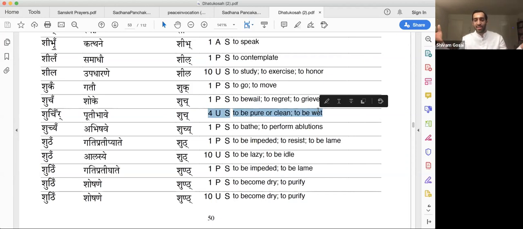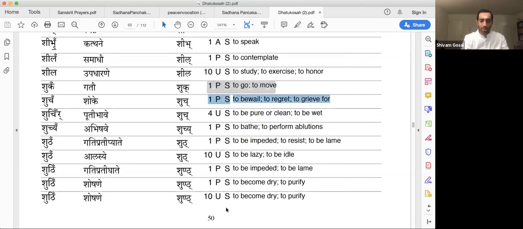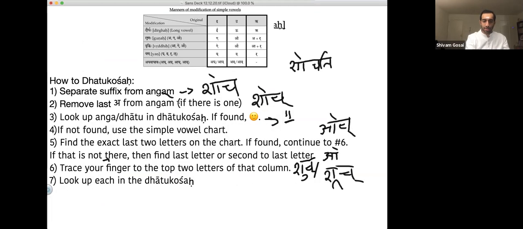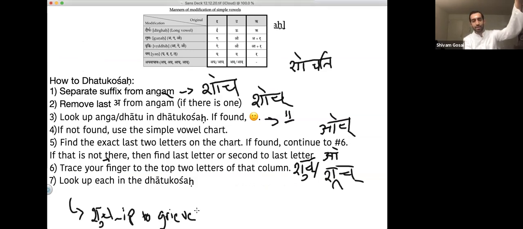We have to look at the context of what we're talking about. Usually, it comes more often in the context of crying and regret and to grieve. So you have to see what context makes sense. But let's take 1P, to grieve for. So this means shochati: he, she, it grieves for something.